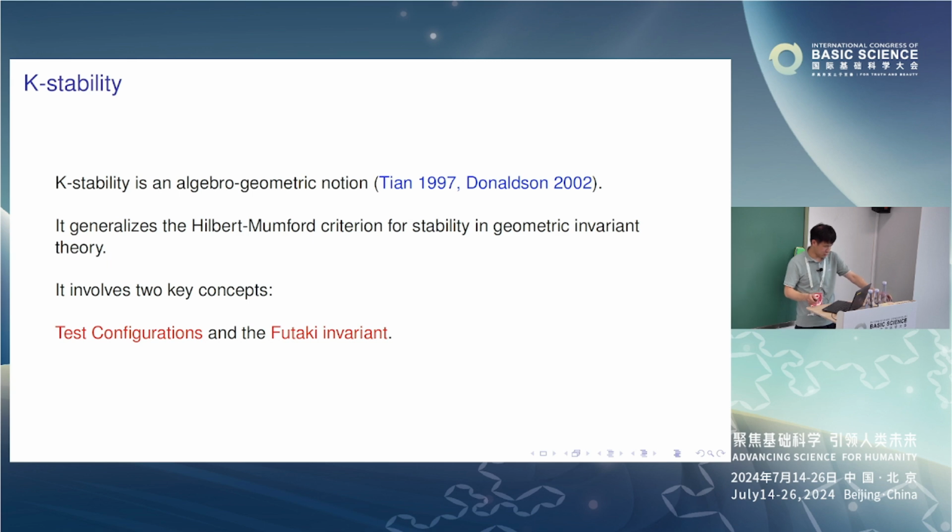K stability is an algebro-geometric notion. I think it was first defined analytically by Chen in 1997 for Fano manifolds, and it was generalized and made algebraic by Donaldson in 2002. It generalized the Hilbert-Mumford criterion for stability in geometric invariant theory. It involves two concepts: test configurations and again the Futaki invariant. This Futaki invariant is sometimes called the Donaldson-Futaki invariant. It's a generalization of the previous Futaki invariant.